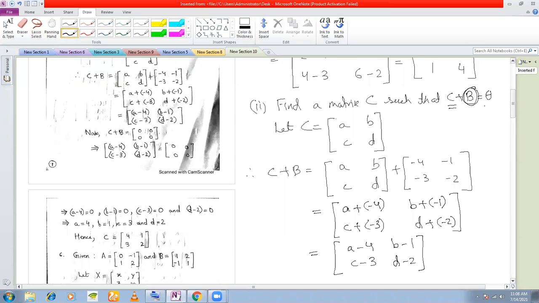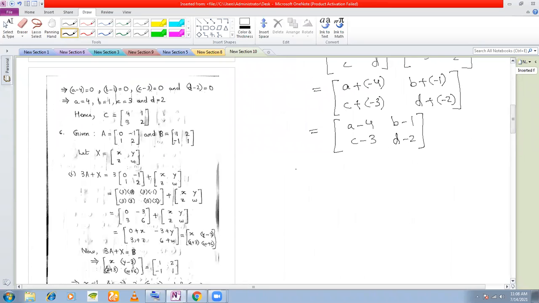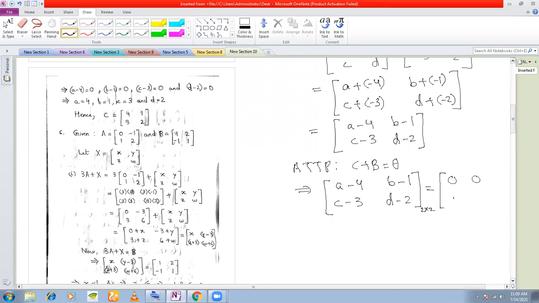Now it is given that C plus B is a null matrix. So according to the problem, C plus B is a null matrix. That means C plus B, which we have found above as a minus 4, b minus 1, c minus 3, d minus 2. Now when are two matrices equal? When the orders are equal, right? So if this is a matrix of order 2, the null matrix must also be a matrix of order 2.